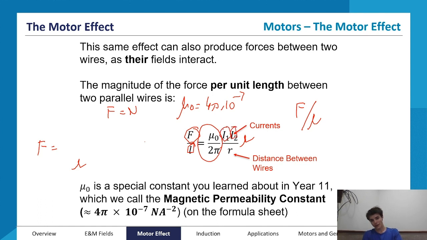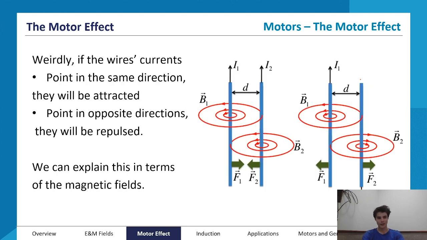Then your I1 and your I2 are just the currents that are passing through your conductors. It doesn't matter which order you do it in. One of them can just be called I1, one of them can be called I2, and R is the distance between your wires. Sometimes in some formulas it might be written as D. It's just how far your two wires are apart from each other, because if you bring them further and further away from each other, they aren't going to experience as much of a force.